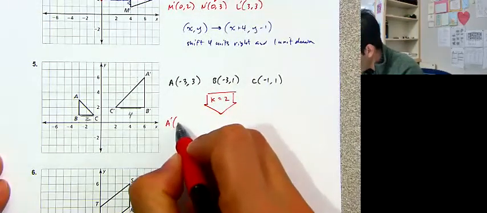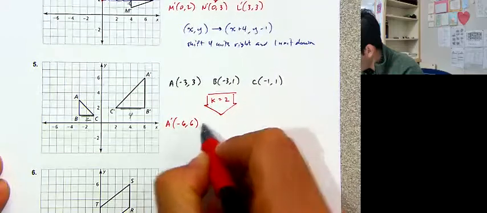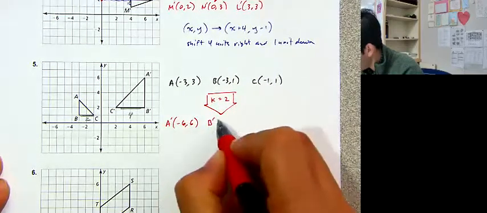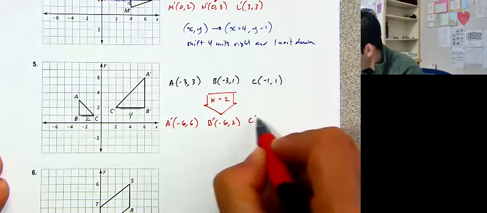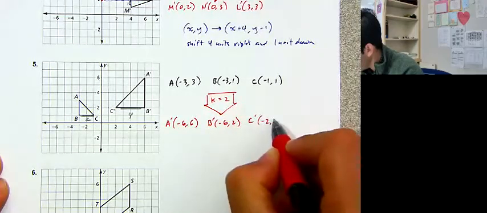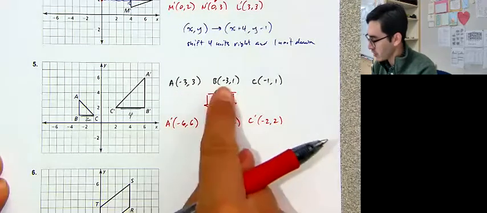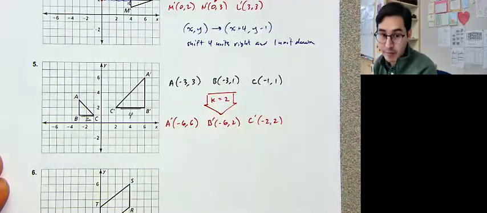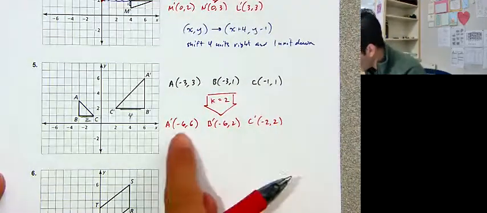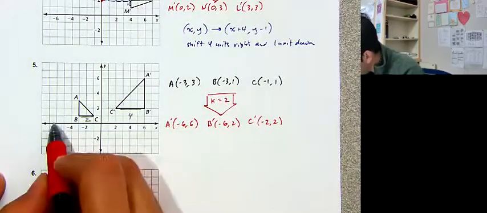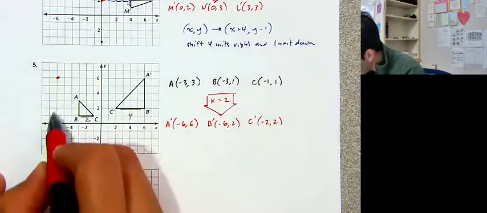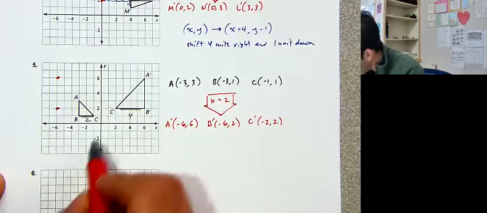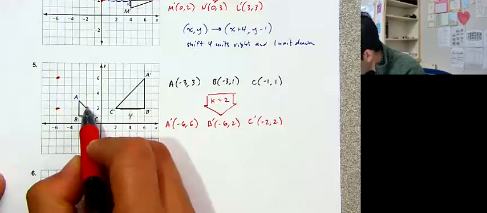So this is going to be -6, 6. This is going to become -6, 2. And this is going to become -2, 2. I just multiplied all 6 of these values by 2. All right, so let's graph this now. -6, 6 is right there. -6, 2 is right there. And -2, 2 is right there.